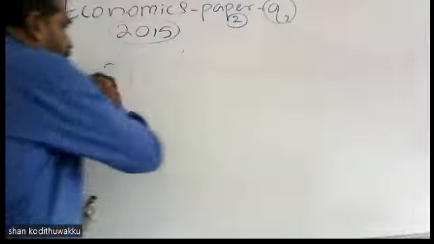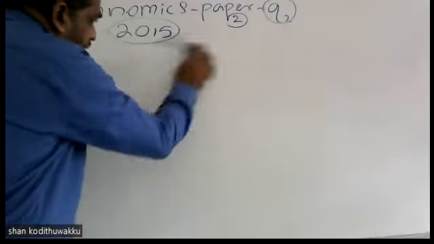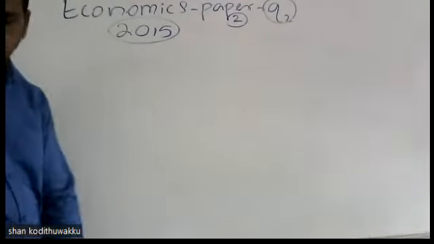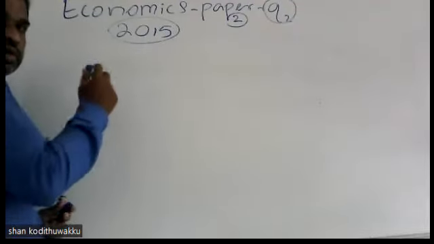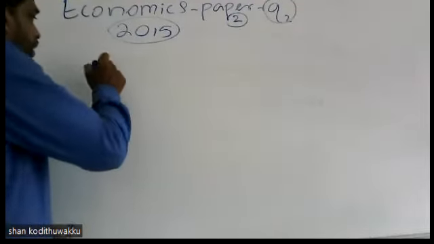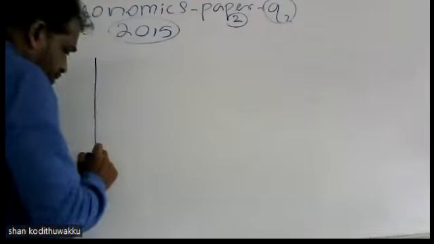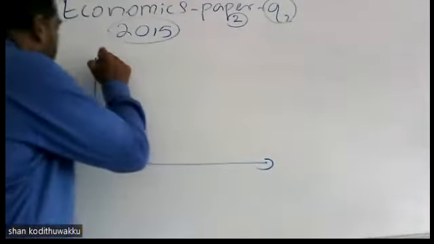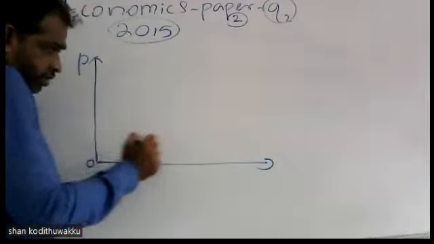Then if you draw a diagram to explain that one, here, this is P and quantity.